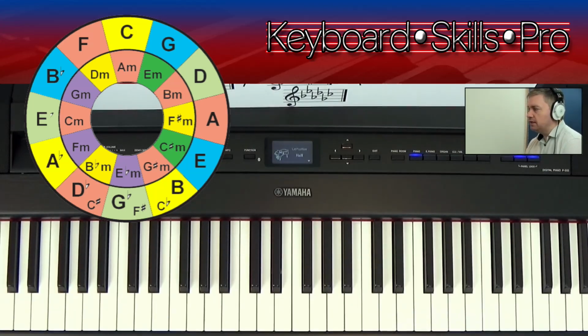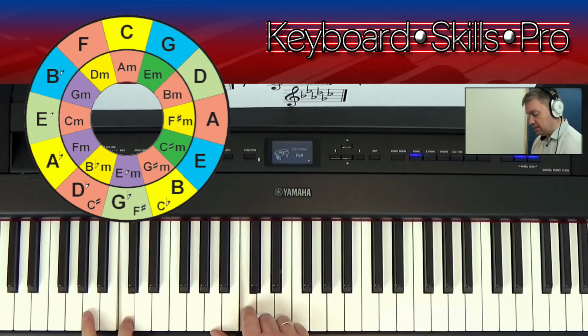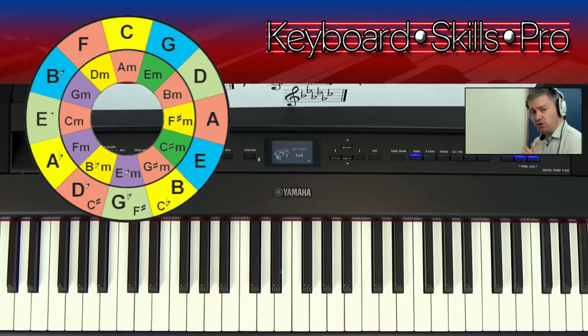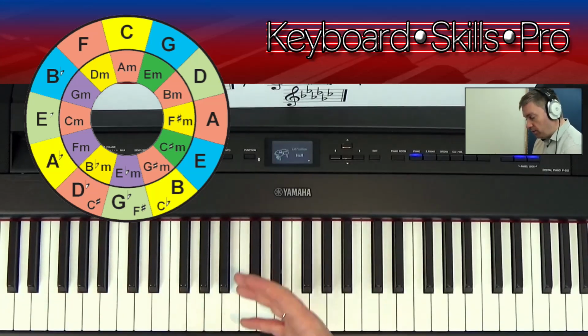So what if I decided to insert one of these chords? For example, we could do 1, 6, 4, and 5. Now that's a very common introduction. So why are we using these numbers?